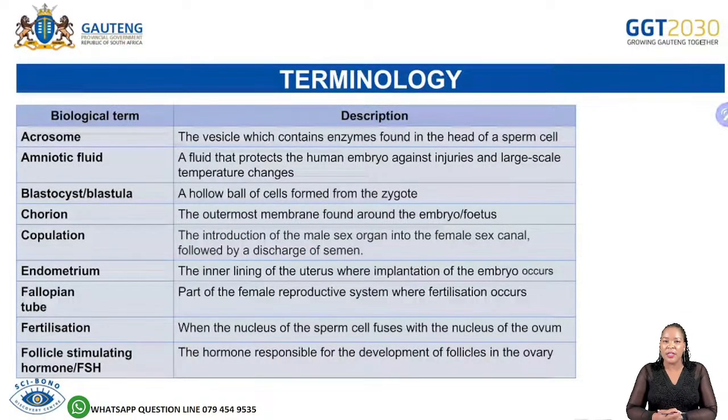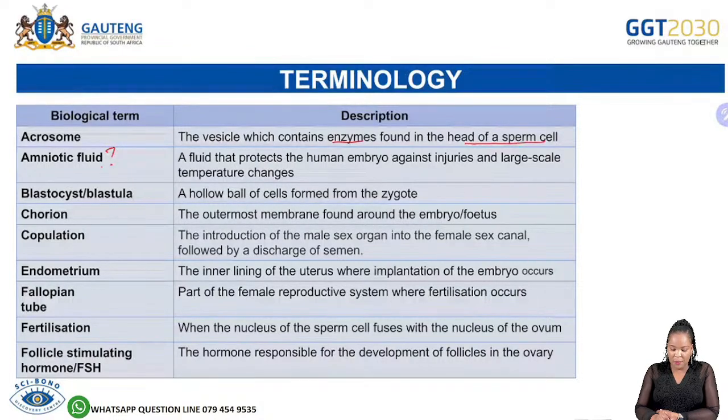Then let's take a look at the terminology that you need to be able to know when you delve into this topic. You need to know what is an acrosome. You've already done that when you were doing the sperm. It contains the enzymes found in the head of the sperm cell. Then the amniotic fluid. This is the fluid that protects the human embryo against injuries and large-scale temperature changes. So where do you find the amniotic fluid? You need to know, right? Then because you studied the amniotic egg.